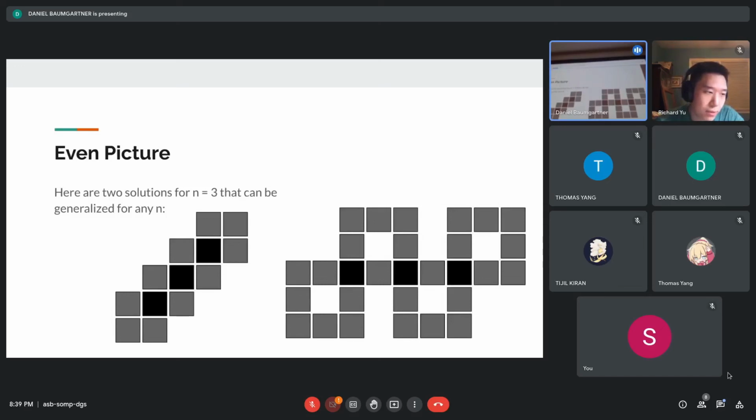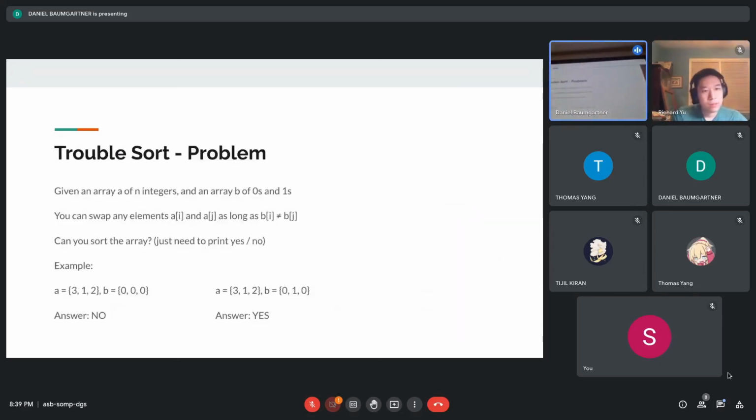So I think the one on the left is probably more intuitive. You just keep stretching it or building on it. Okay, good. All right.